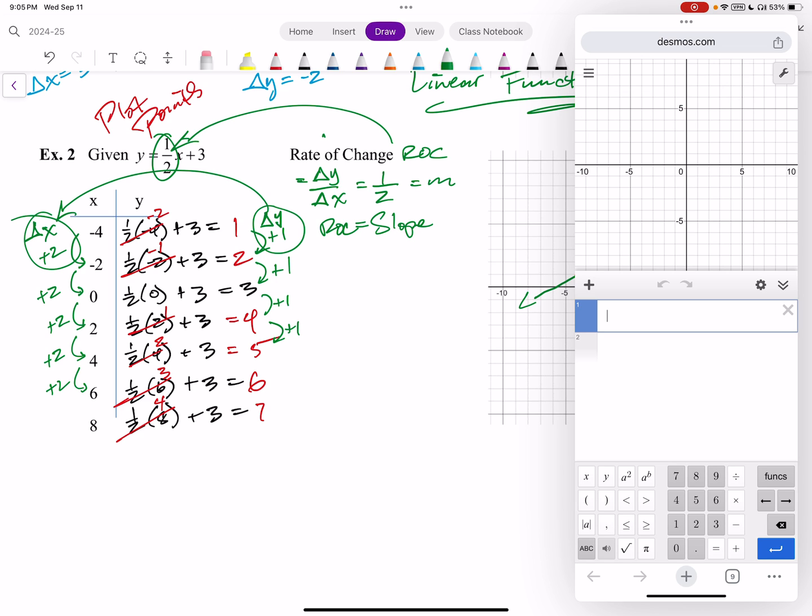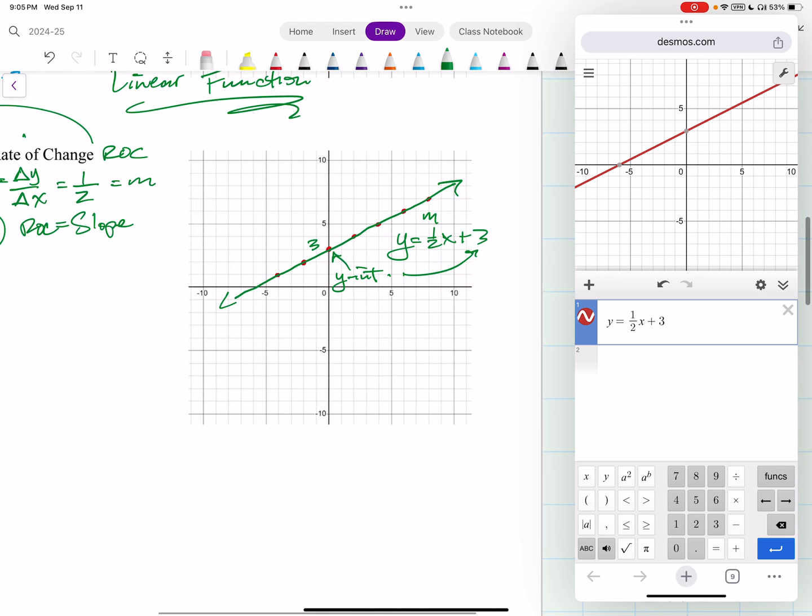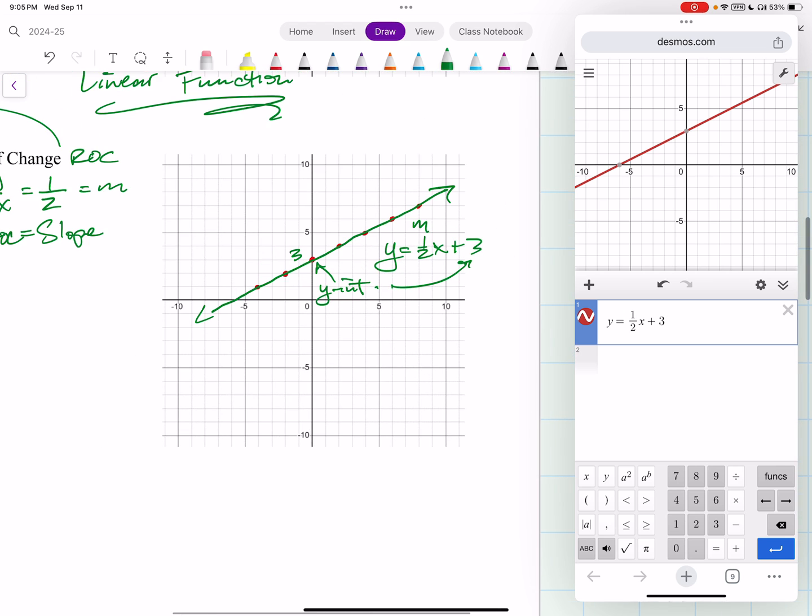Get out of there. Okay, so now type in the function: y equals 1 divided by 2, which is 1 half. Go right arrow, type in 1 half x plus 3. Okay, just type it in. And you'll notice that we have a similar looking graph. Isn't that amazing? Look at that.